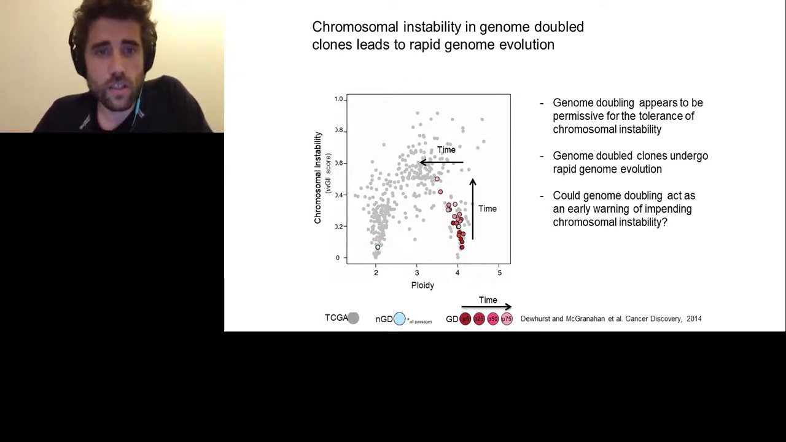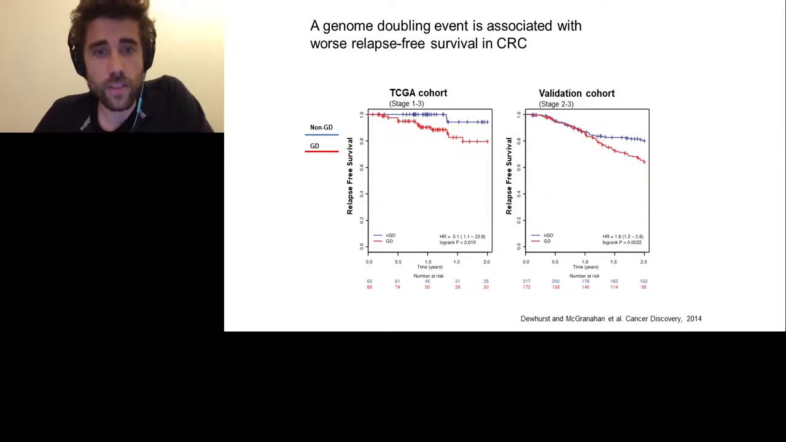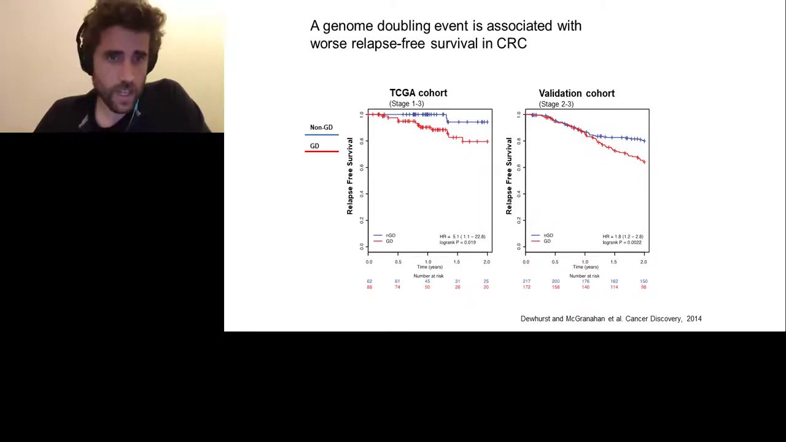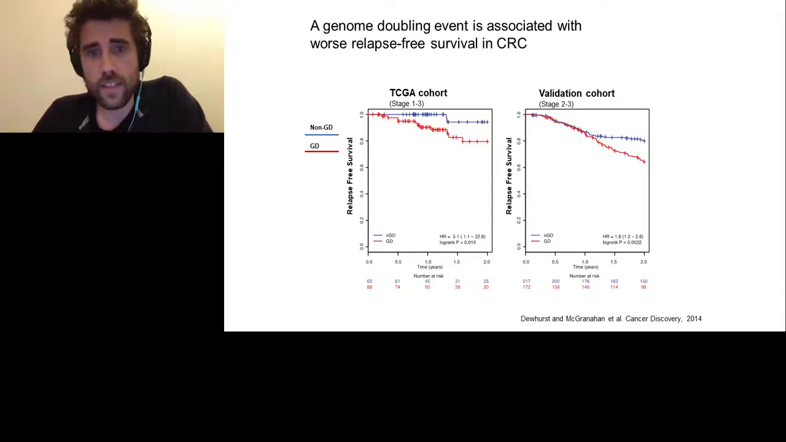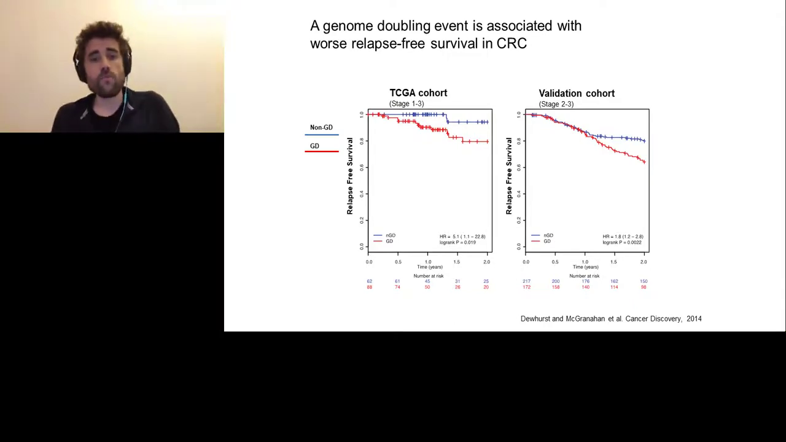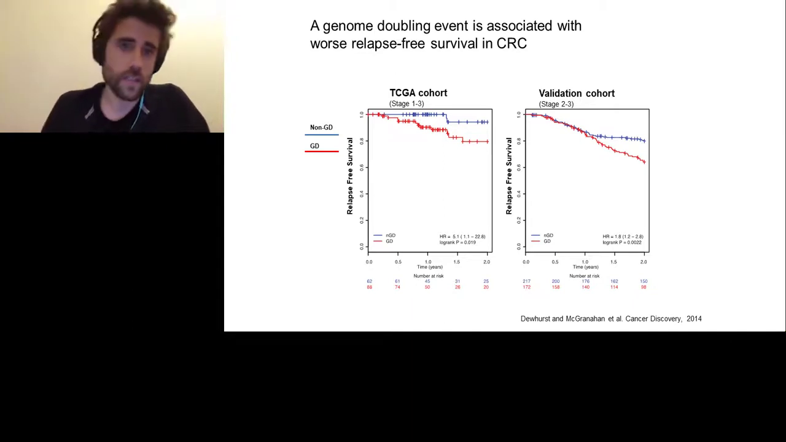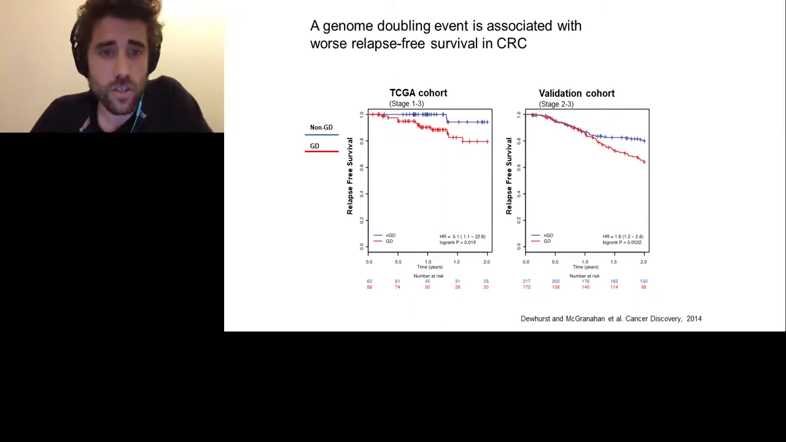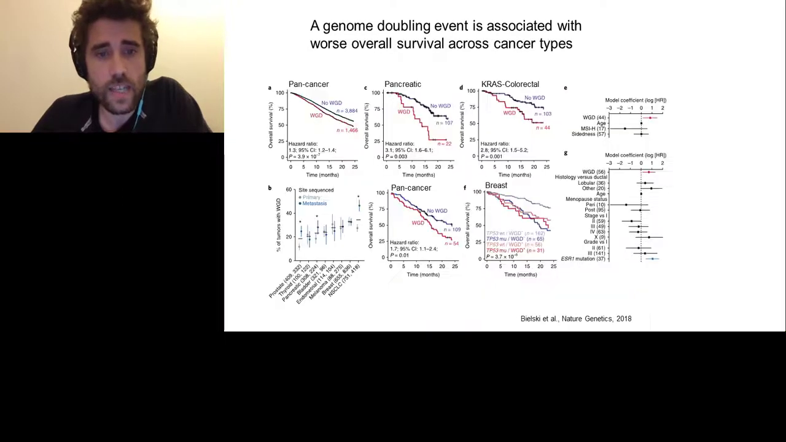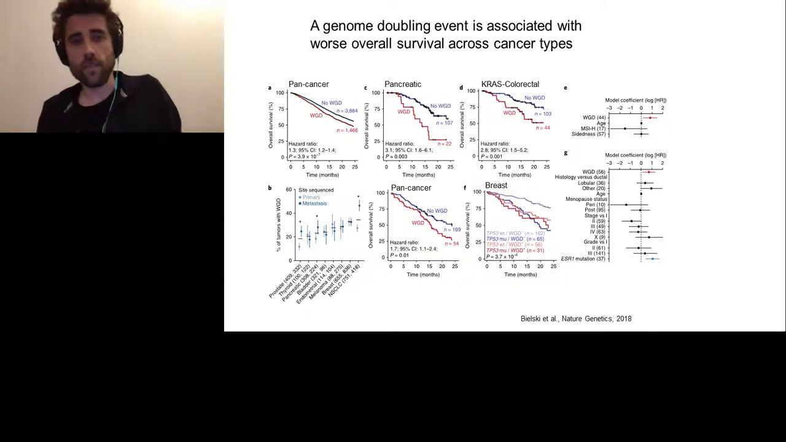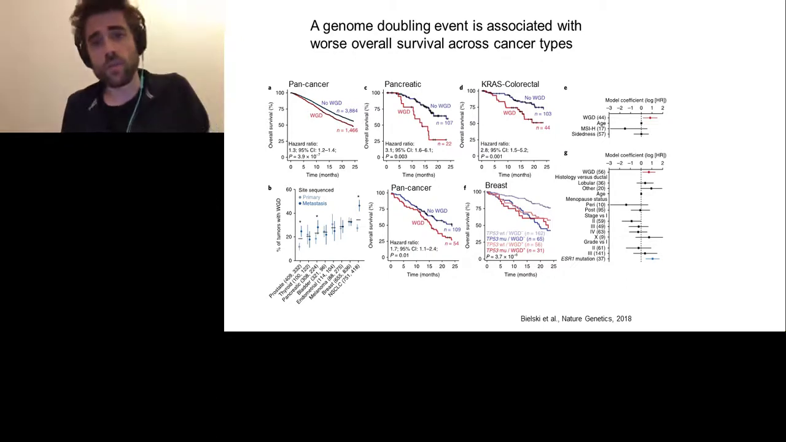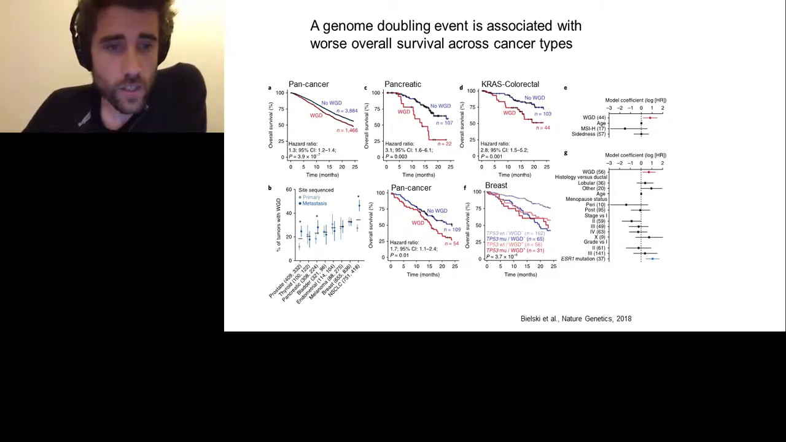And when we looked at this in colorectal cancer here, using the Cancer Genome Atlas cohort, we did see a separation of the survival curves between those tumours that had undergone a genome doubling event in red and those that hadn't in blue. And we could also validate this in an independent cohort. And quite reassuringly, more recent data looking at later stage tumours have found, across pan-cancer and across different cancer types here, that we see again an association between genome doubling and survival, with those tumours that have undergone a whole genome doubling event, patients unfortunately appear to do far worse than their non-doubled counterparts.